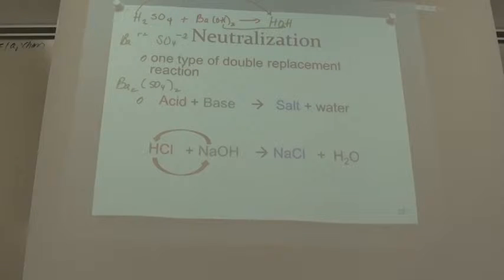Is that the correct formula? No. Why? What do I have to do? Reduce. I will reduce it, and so I will cut these off, and so my product would be barium sulfate. Am I done? No. I need to balance. And I'll put it to here.